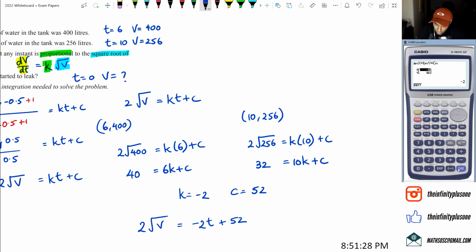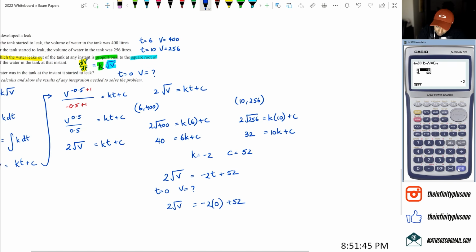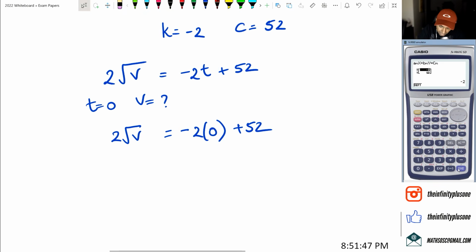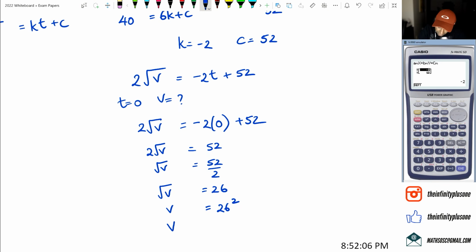So now I want to know when t is equal to 0 what the volume is. Because t is equal to 0, I am trying to figure out what the volume is. I've got 2 root v equals -2 times 0 plus 52. Then 2 square root of v is equal to 52. Square root of v is equal to 52 divided by 2. Square root of v is equal to 26. And v is equal to 26 squared, which gives me 676.